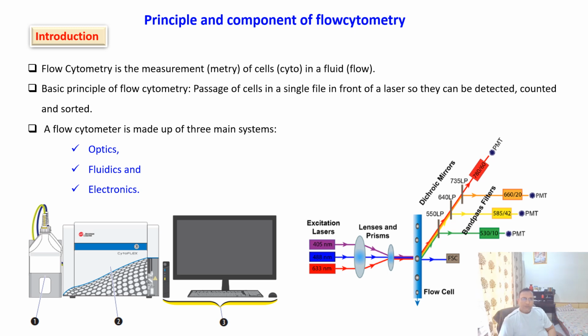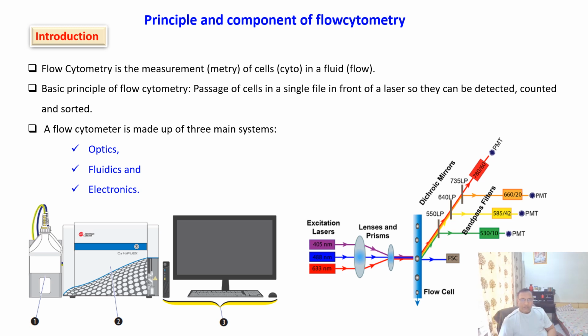So the basic principle of the flow cytometer is to pass cells, whatever the cells, through it. It may be sperm cells, any somatic cells, granulosa cells, luteal cells, any cells can be passed in a single file. Single file means one by one in front of a laser. Why a laser? It illuminates the cells so that they can be detected, counted, and sorted. So this is the basic principle of the flow cytometer to analyze any cells.